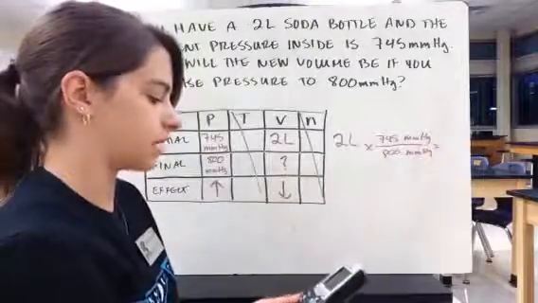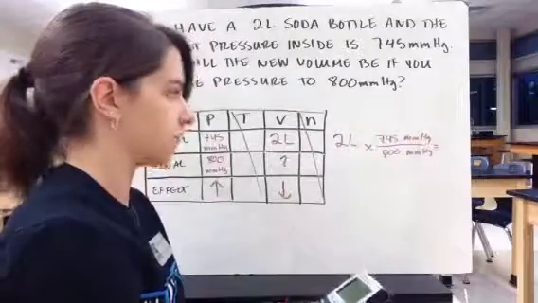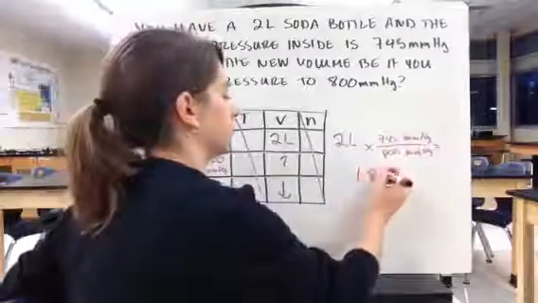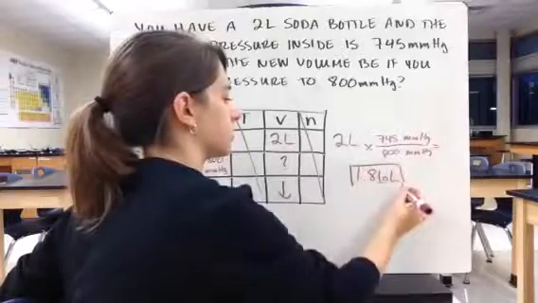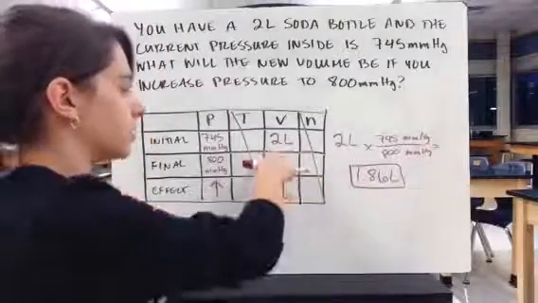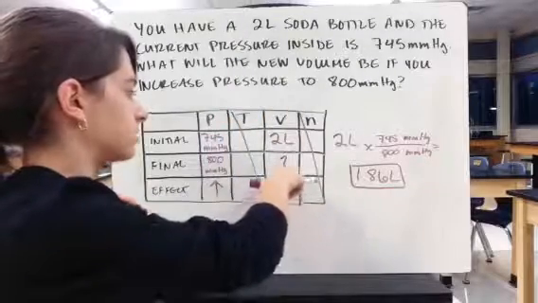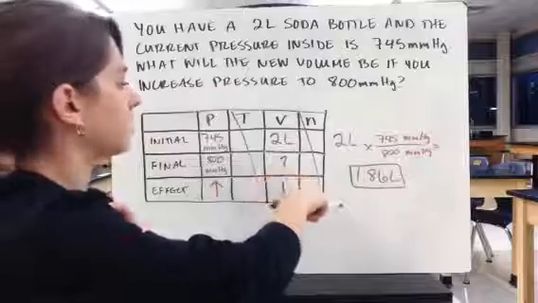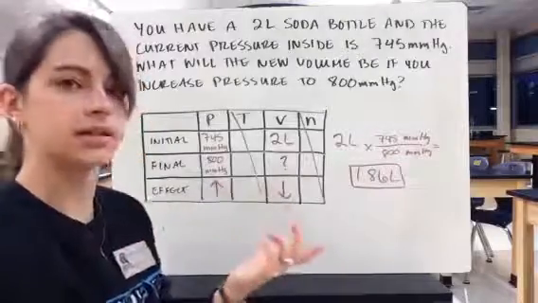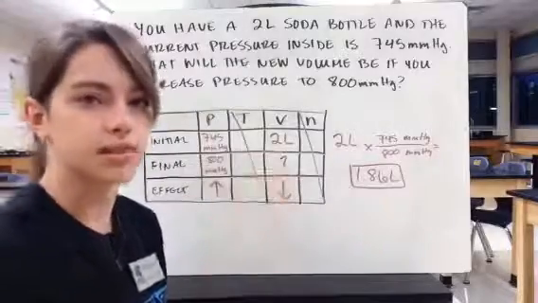Then if we multiply that by 2, I could do 2 times 745 divided by 800, and I get 1.86 liters as my answer. Now, the very last thing I want to do is go back and check, does that answer make sense? Well, I'm starting with 2 liters, and my pressure is going up, so my volume's going to go down. Yep. Pressure is going up, volume's going to go down. We calculated 1.86. 1.86 is smaller than 2. So there you go. You're going to use the same process for all of these PV problems.